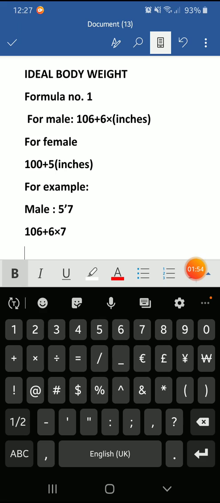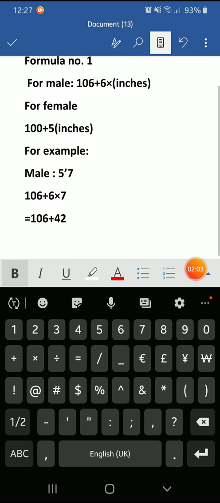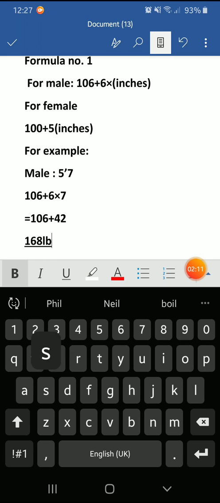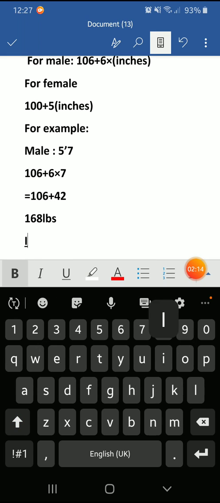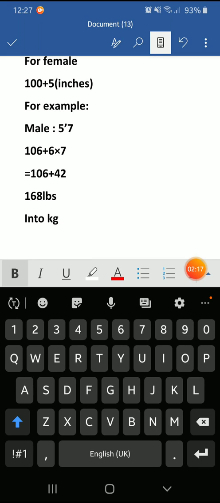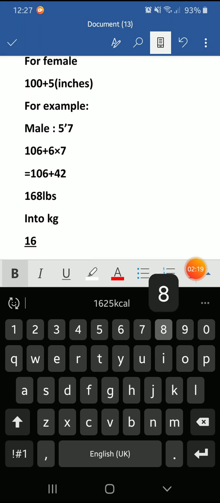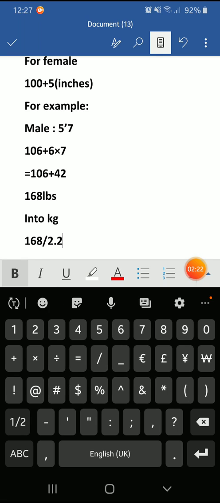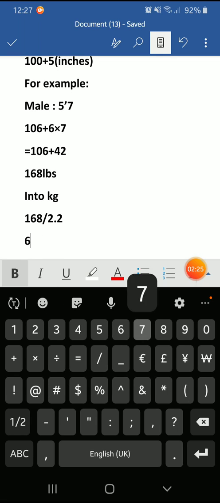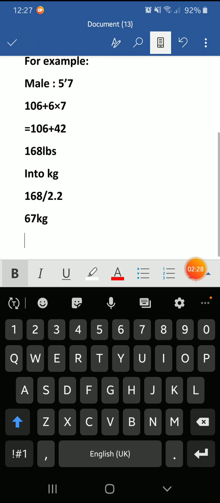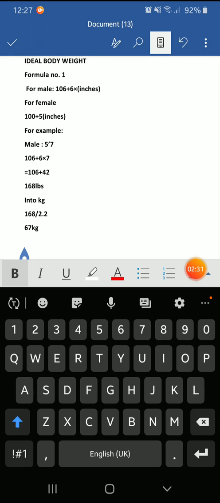So the answer would be 106 plus 42, that equals 168. Now that is in lbs. We are gonna convert that into kg. To convert that into kg, we gotta divide that by 2.2. The answer would be 67 kg. Here is the example for formula number one for male, whose height was 5'7".